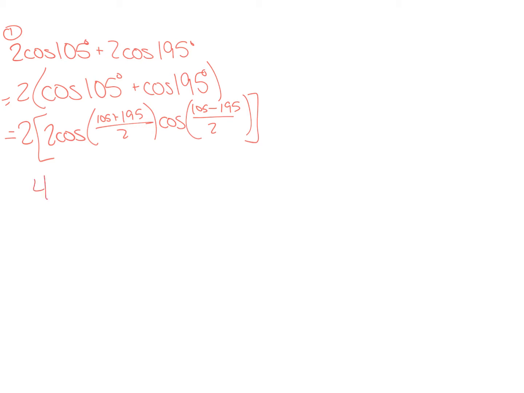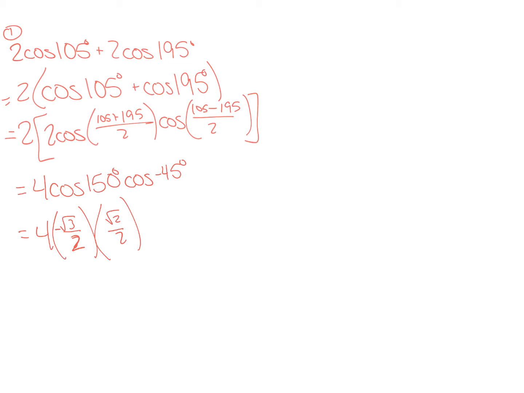I have a 4, 2 times 2. And then cosine, that's 300 over 2, so that's 150, times cosine, that's negative 90 over 2, is negative 45. So now I'm going to go ahead, locate my 150 degrees, and my cosine for that is root 3 over 2, actually negative root 3 over 2. And cosine of negative 45 is root 2 over 2.